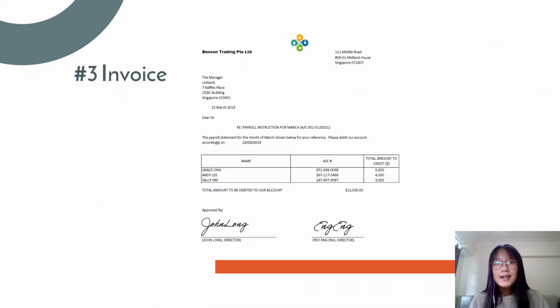Sometimes the date of transaction is not the same as the date that the source document is issued. For instance, Benson Trading had to pay $12,000 to 3 of his staff as their salary, where this document was sent by the manager on 15 March 2020. And salary was also transferred to the bank accounts on 23 March 2020.